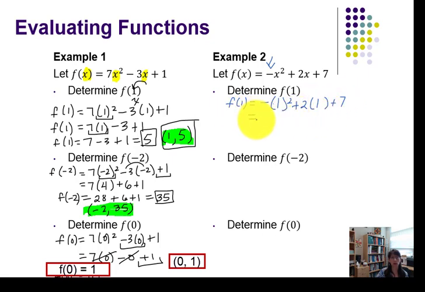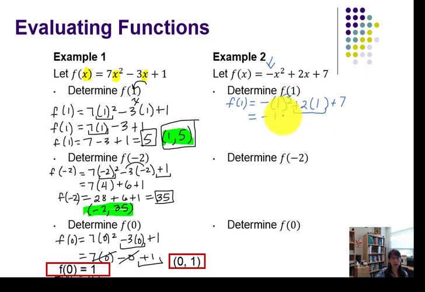So when I start to evaluate, positive 1 is what we square. The negative outside is not part of the squaring. So I have to keep that negative, and it's now multiplied by 1 squared, which is 1. So that final product does turn out to be a negative 1.